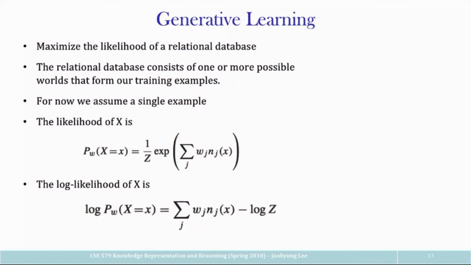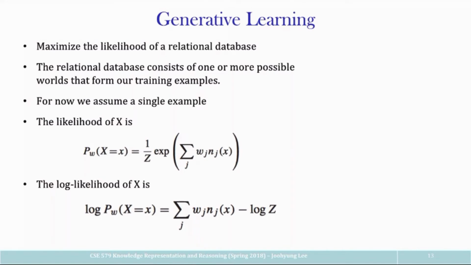Okay, so we'll talk about two different types of learning. First is called generative learning, and the second is discriminative learning. Okay, what is generative learning? It's basically what I just told you about. It's about maximizing the likelihood of the interpretation. Okay, and I'm going to talk about the discriminative learning soon, but that's actually a very minor modification to this.